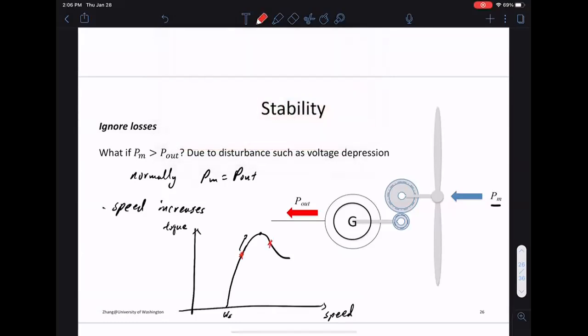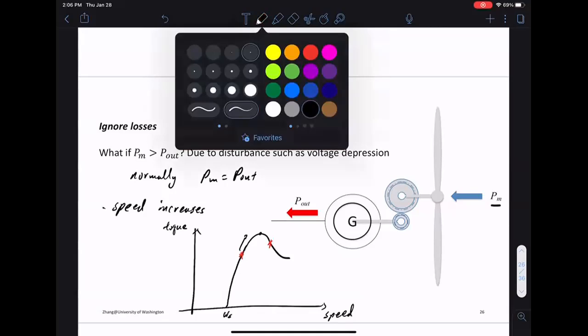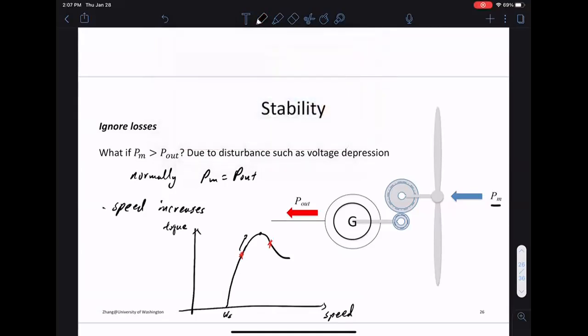If your operating point is here, then you run into problems, because your speed increases, but your torque or your power actually decreases. So in this case, you don't get more power. You cannot store more power, because the faster you rotate, the more torque and power you lose. So this point is not stable.